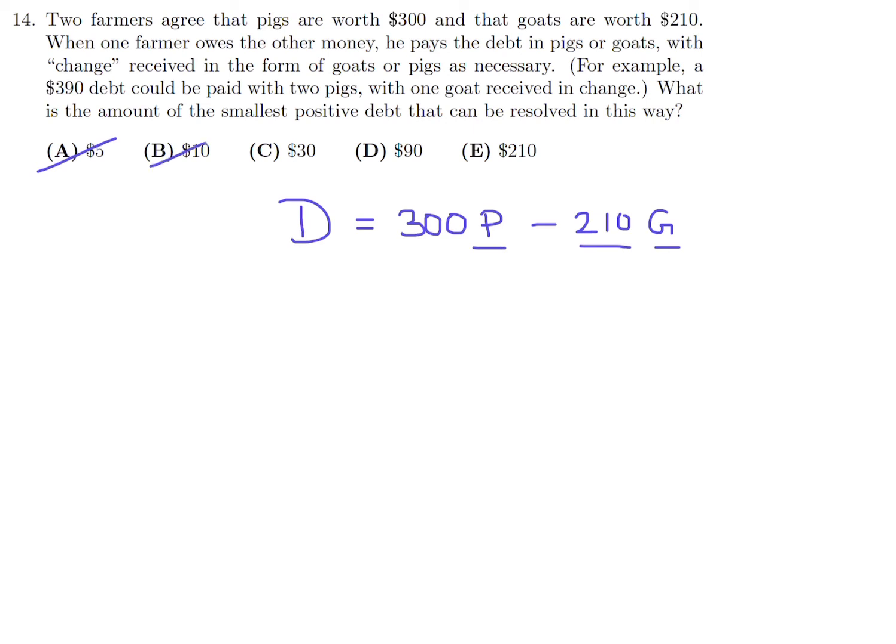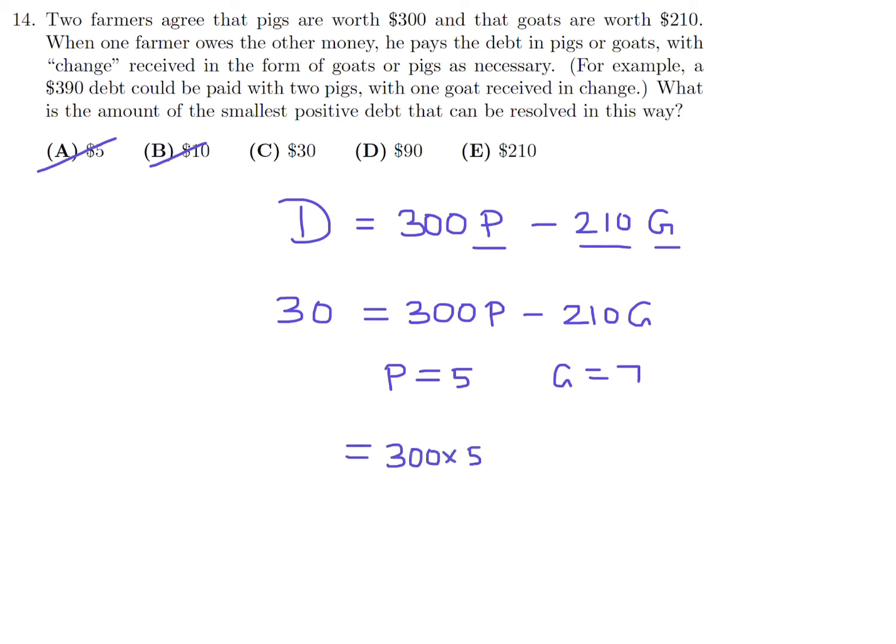So now, when you get to 30, very quickly, the good news is you can figure out a scenario for this. By inspection, when P is 5 and when G is 7, this will work. It'll give you 300 times 5 minus 210 times 7, which is 1,500 minus 1,470, and that is indeed $30. So a debt of 30 can be resolved using this system of pigs and goats. So number 14, the answer is C.